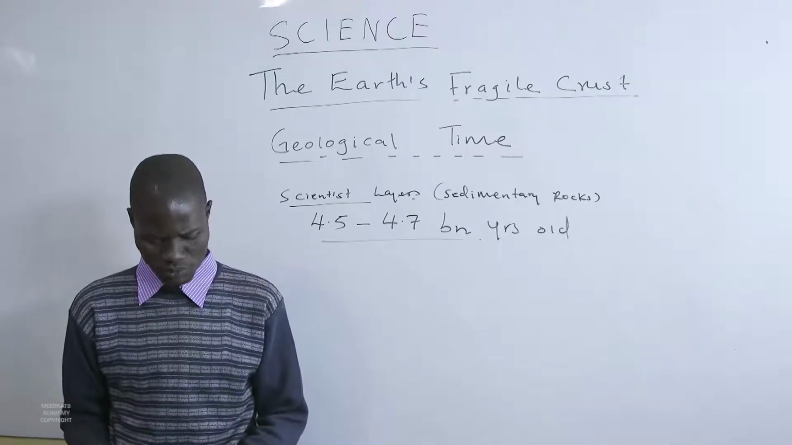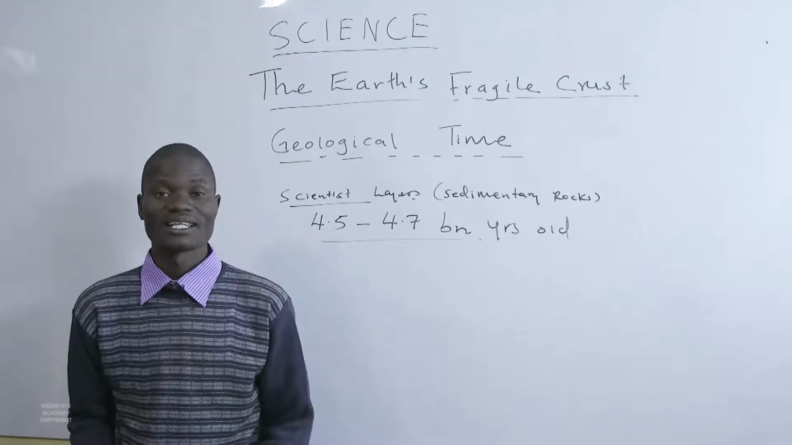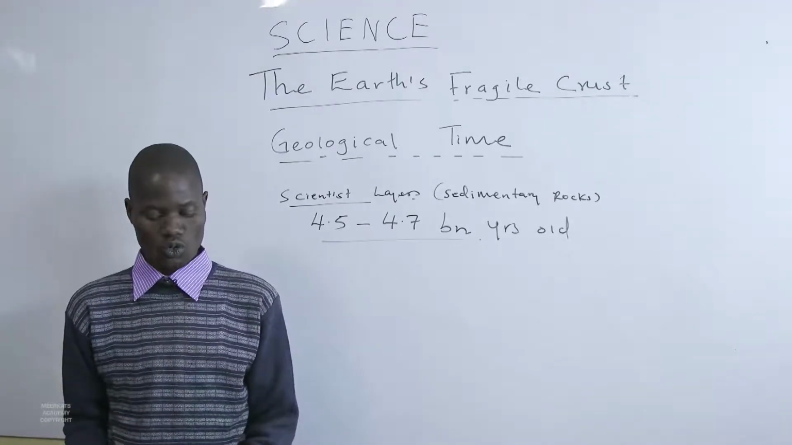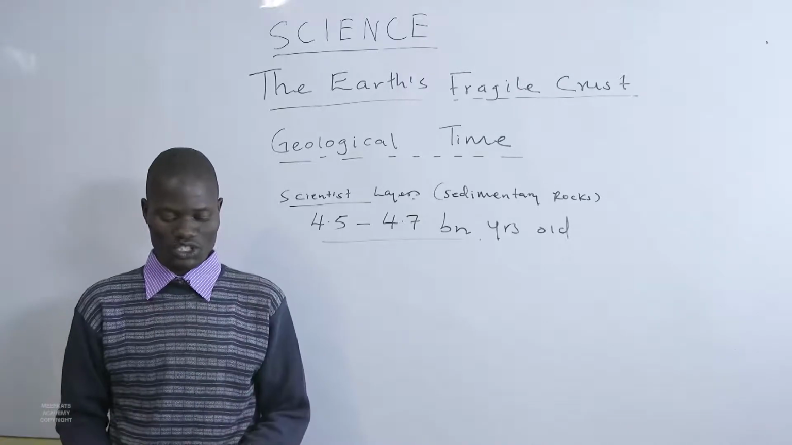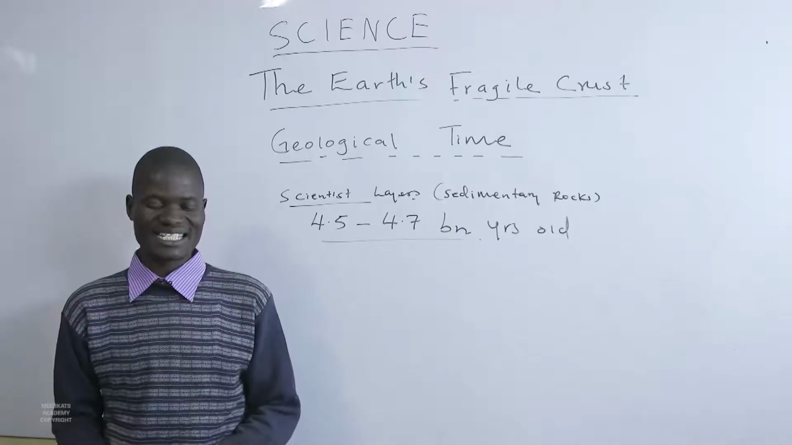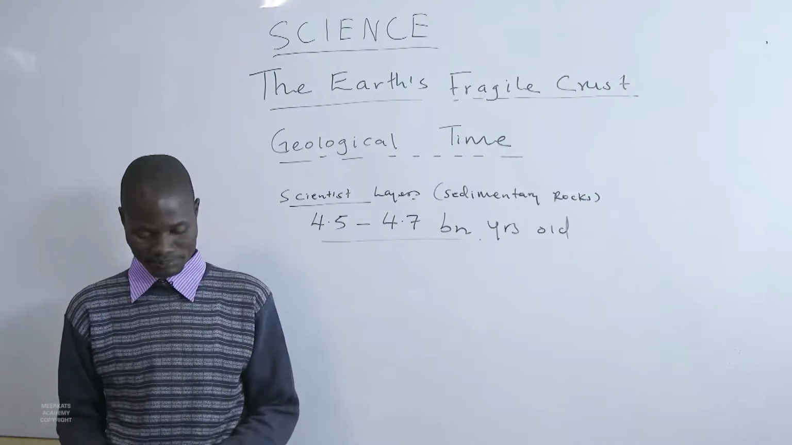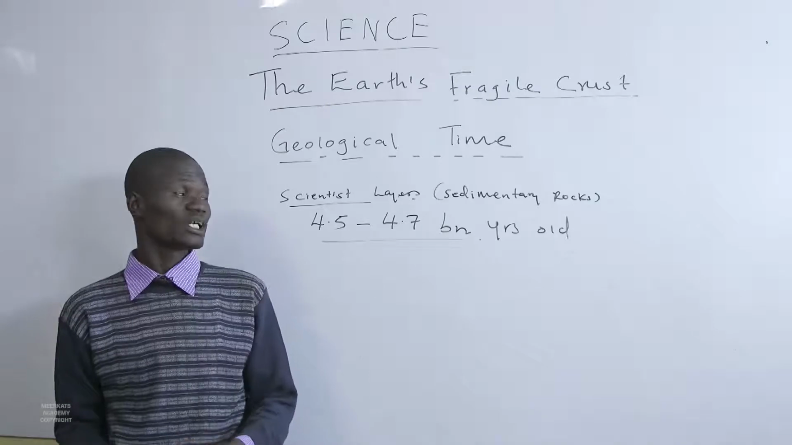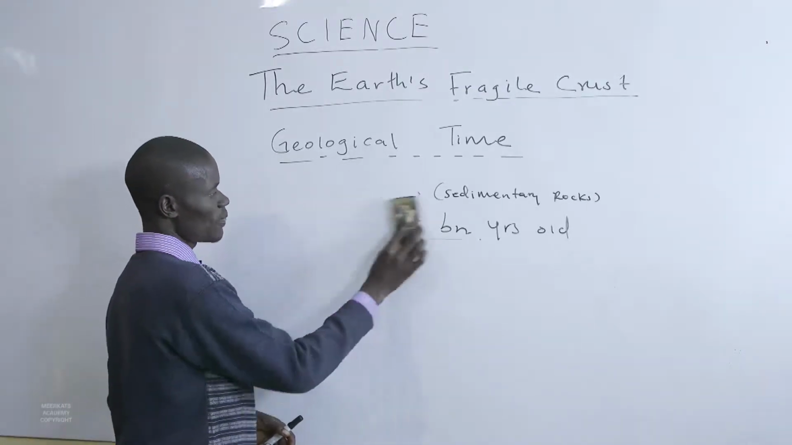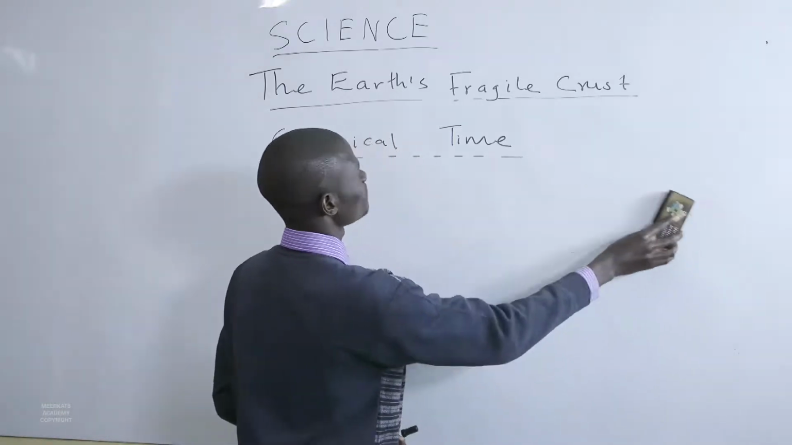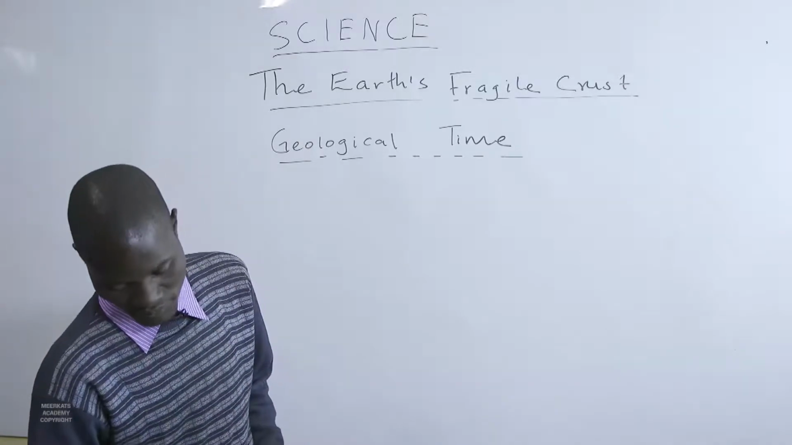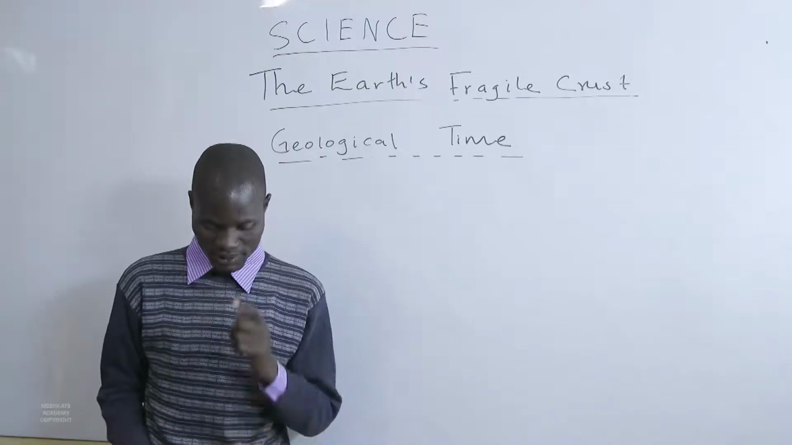But how is it possible? The geologists came up with what we call the geological timescale, which is a system of chronological dating that relates to geological strata and time. That is what we are going to look at. How was it possible and how was it made? So that they came up with the various eras of geological period.